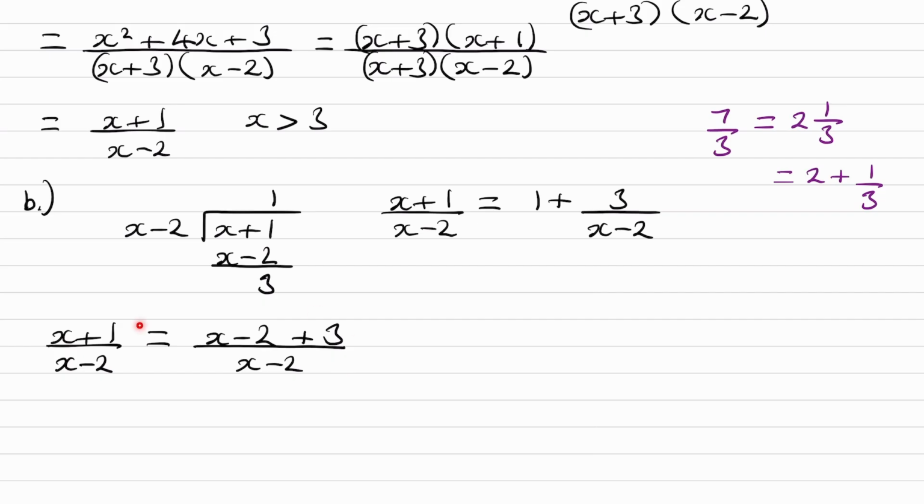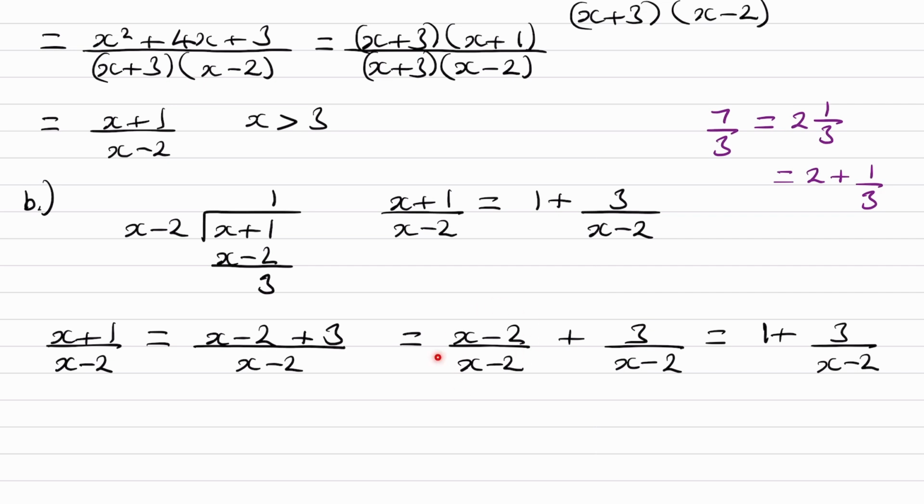This is no different to what we have over here, but why is this better? Because we can then write this as x minus 2 over x minus 2 plus 3 over x minus 2, which is then 1 plus 3 over x minus 2. This fraction over here just gives us 1. So it's the exact same thing as what we have over here. So both methods are fine. You can do either one, whatever works better for you. I personally prefer the second way of doing it, but again, either way is fine.